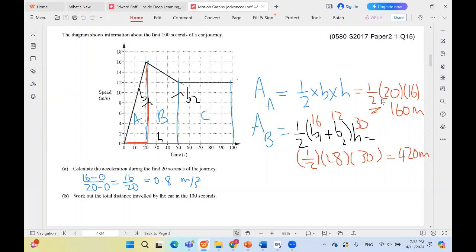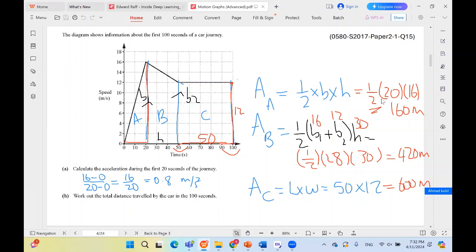Finally, we want to get the area of C. C is just a rectangle, so this is just length times width. The length goes from 50 to 100, so it's 50. And the width or the height goes up to 12. So I'm just going to multiply 50 by 12. If you don't understand where this came from, I got 50 from here. I did 100 minus 50, and that gave us 50. And 12 minus 0, which is 12. So I just multiplied 50 by 12, and this gives us 600 meters.